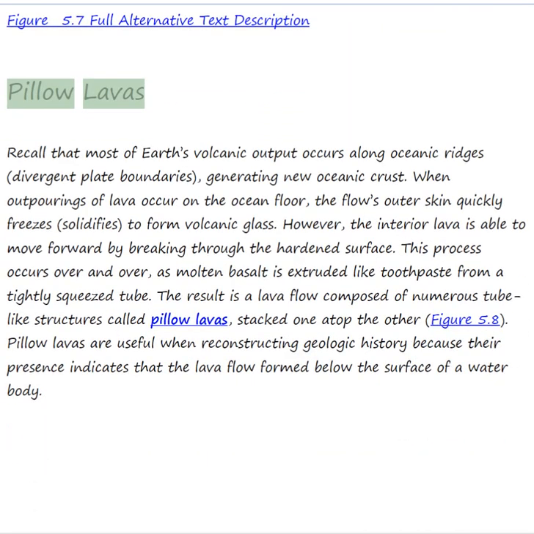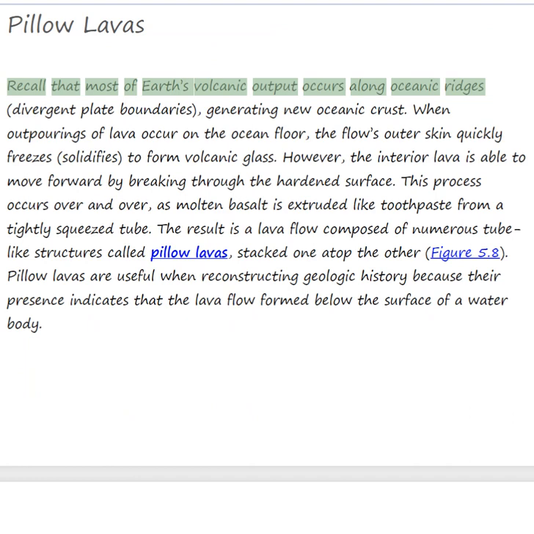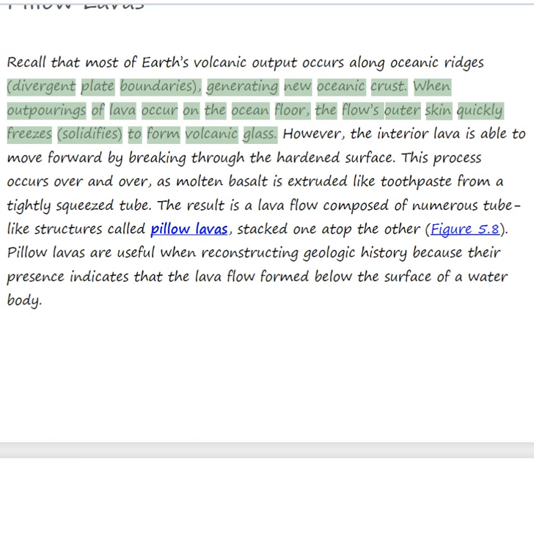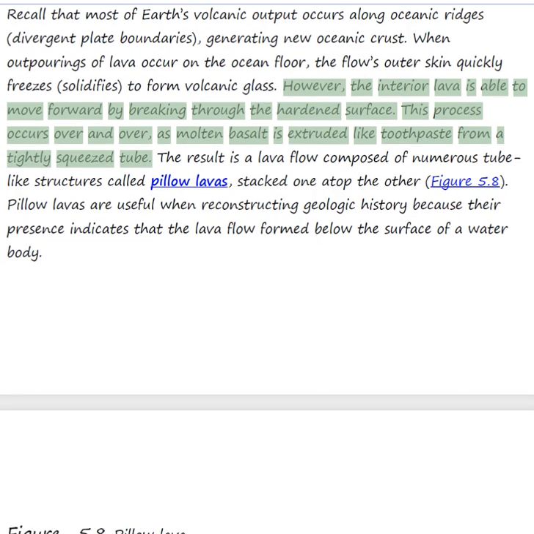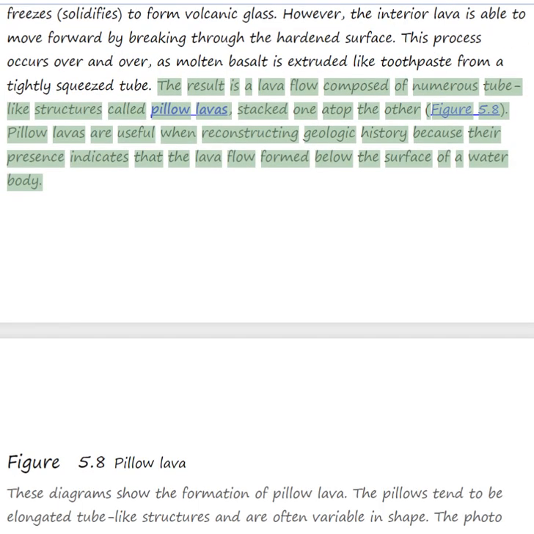Pillow lavas. Recall that most of Earth's volcanic output occurs along oceanic ridges, generating new oceanic crust. When outpourings of lava occur on the ocean floor, the flow's outer skin quickly freezes to form volcanic glass. However, the interior lava is able to move forward by breaking through the hardened surface. This process occurs over and over as molten basalt is extruded like toothpaste from a tightly squeezed tube. The result is a lava flow composed of numerous tube-like structures called pillow lavas, stacked one atop the other.